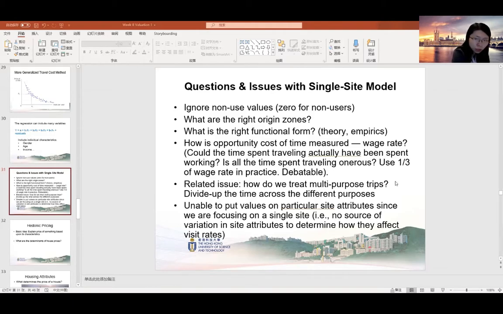So that's one issue. The reason that it matters is because when we're talking about ExxonMobil oil spill compensation, the oil spill is going to destroy part of the site, right?